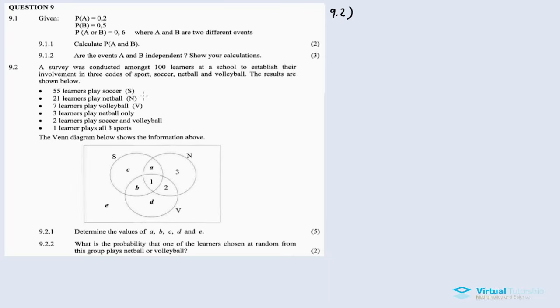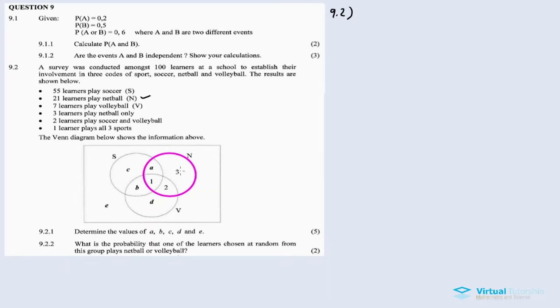Let's check this bullet point. Netball. But 21 learners play what in netball? So 21 learners play netball, not this one. 21 learners play in netball. So the netball players add up to 21. So the learners who play netball are 21.